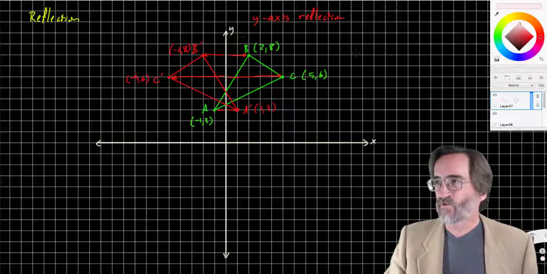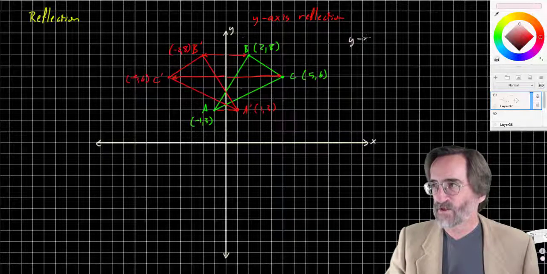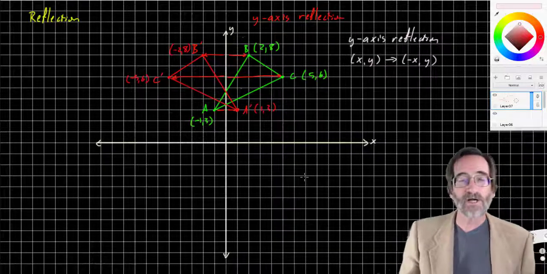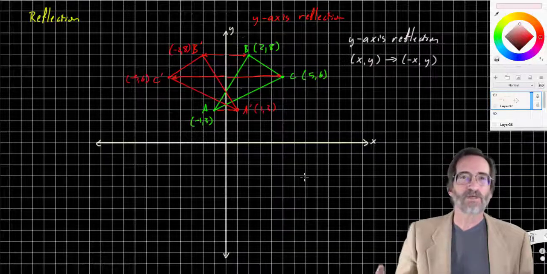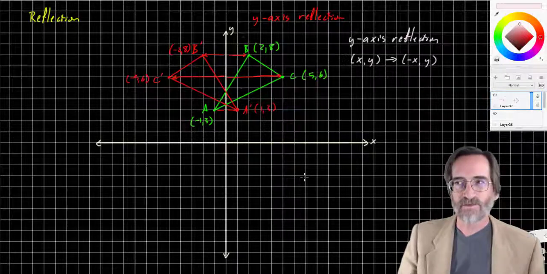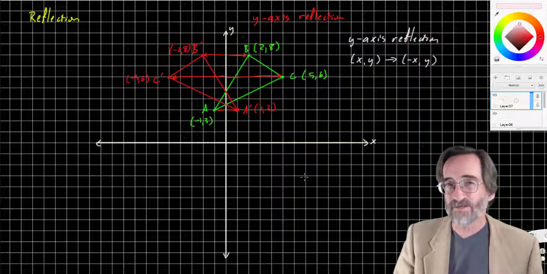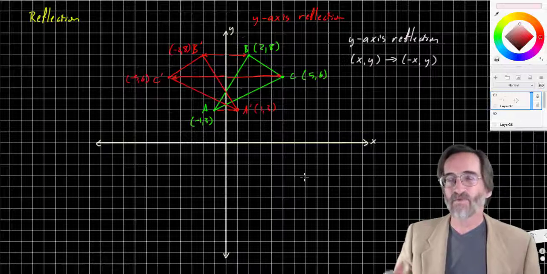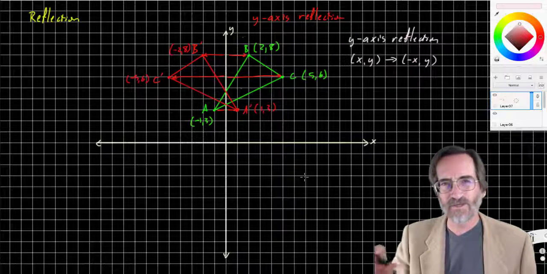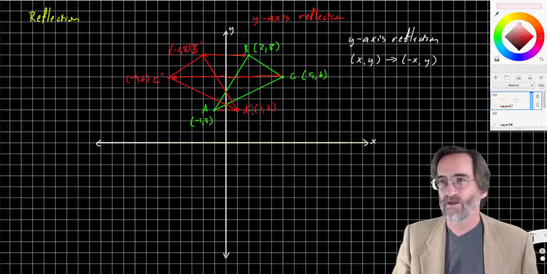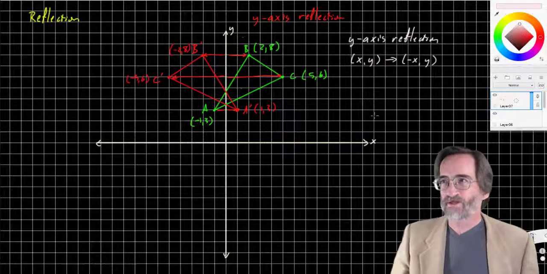Therefore, the rule for a y-axis reflection is this: every pair x, y becomes negative x, y. We change the sign on the x's to find the reflection across the y-axis. Notice the opposite thing going on there. And that's a y-axis reflection.